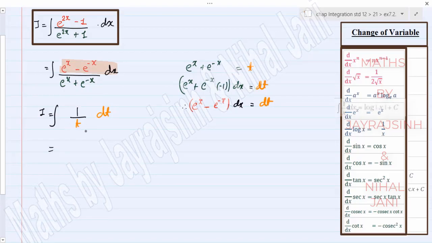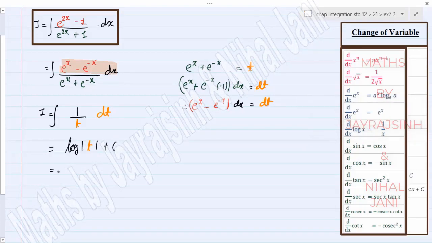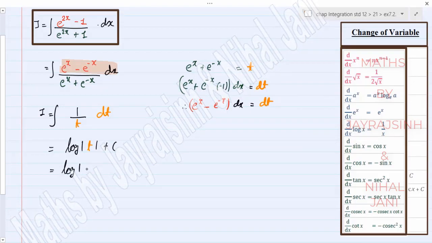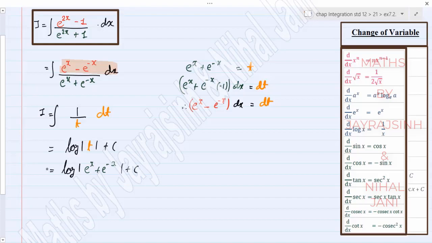So the integration of 1 upon t is simply log mod t plus c. And to get the final answer, just substitute the value of t, which is e raised to x plus e raised to minus x, plus c. So log (e raised to x plus e raised to minus x) plus c is your final answer.